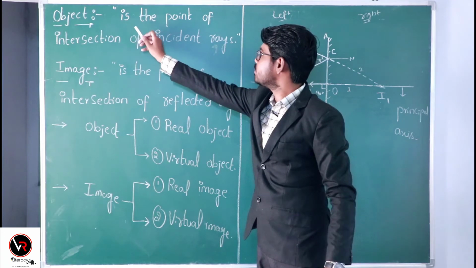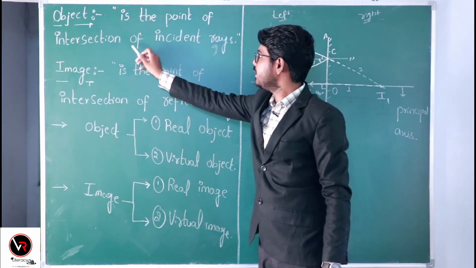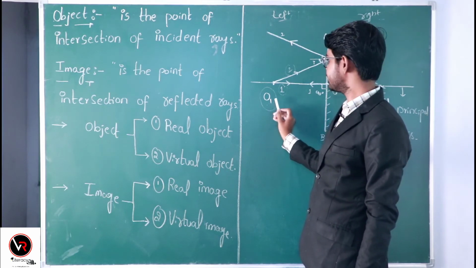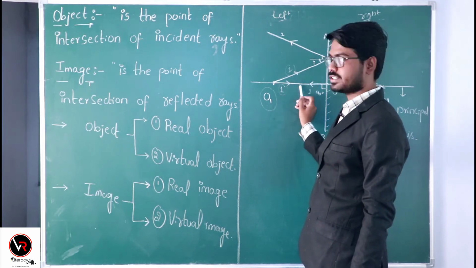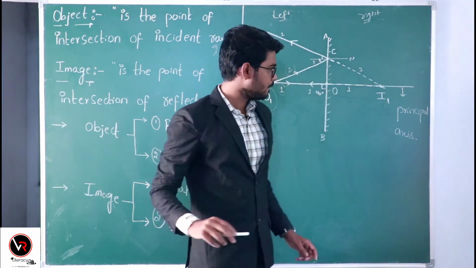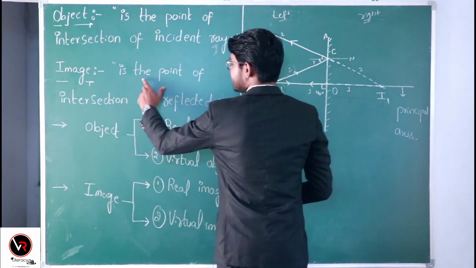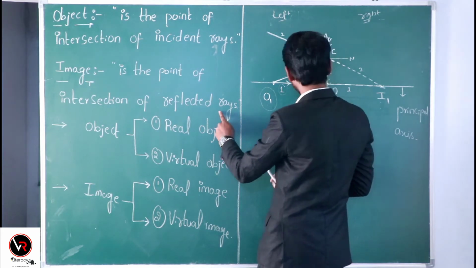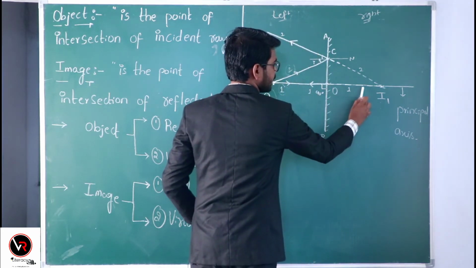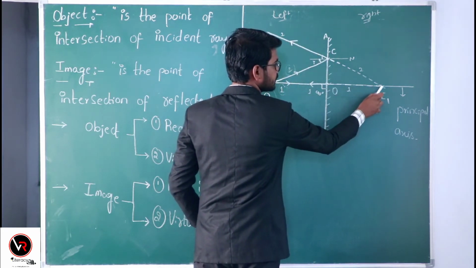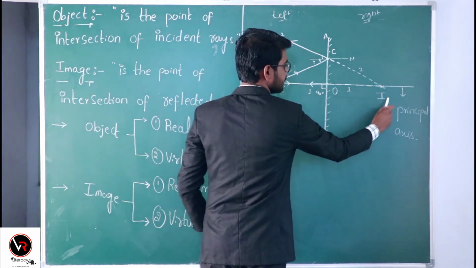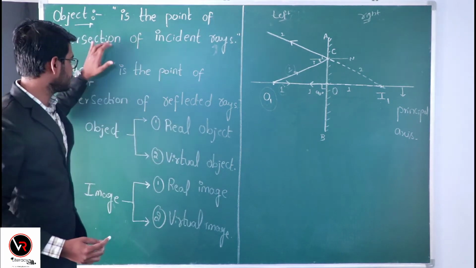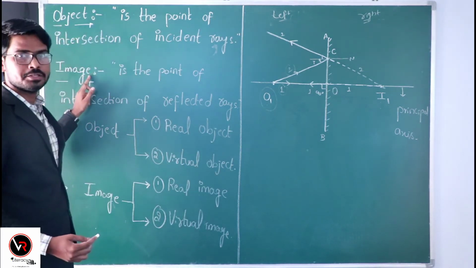The object is the point of intersection of incident rays. So here the object is O1, which is the intersection of these two incident rays. And what is image? It is the point of intersection of reflected rays. See here, these two, the first reflected ray and second reflected ray, on intersection form the image I1. I hope you understood these two definitions, object and image.